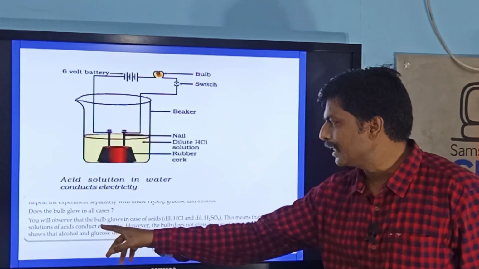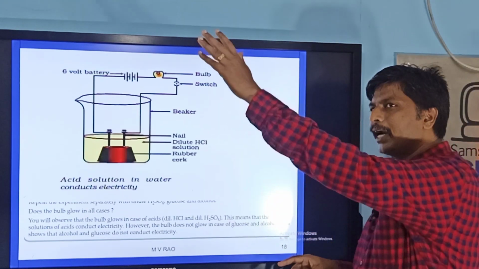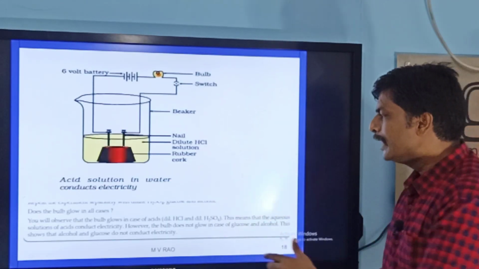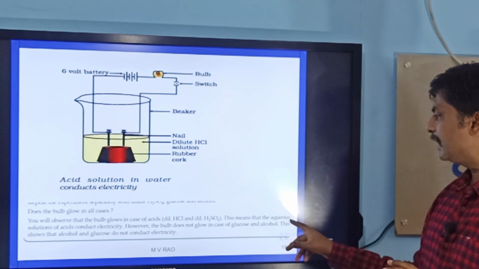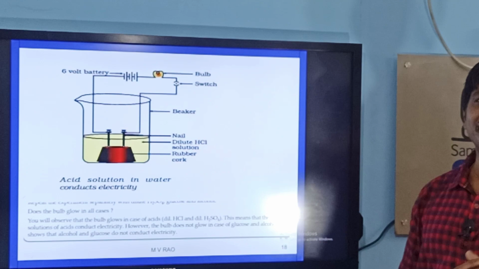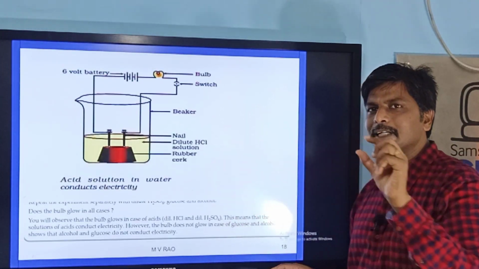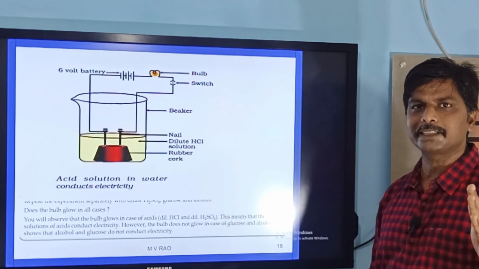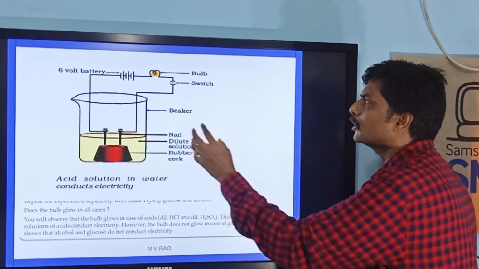No. You will observe that the bulb glows in case of acids: first with dilute hydrochloric acid and second with dilute sulfuric acid. Only in case of acids will the bulb glow. This means that the aqueous solution of acids conducts electricity. Dilute HCl is a good conductor of electricity. Dilute H2SO4 is a good conductor of electricity. Acid solutions are good conductors of electricity. So that's why the bulb is working.